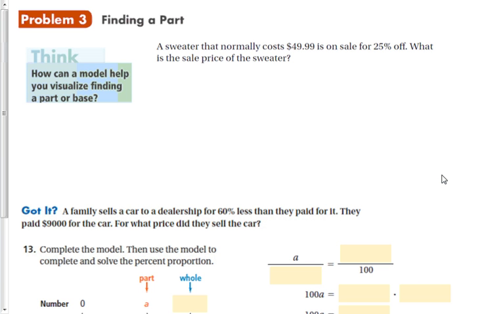So let's use the proportion here. And so we have A over B, so part over whole is equal to the percent over 100. And we just have to figure out what, well, here we're given a percent, so we know that that's P. So we're going to put that in for P.